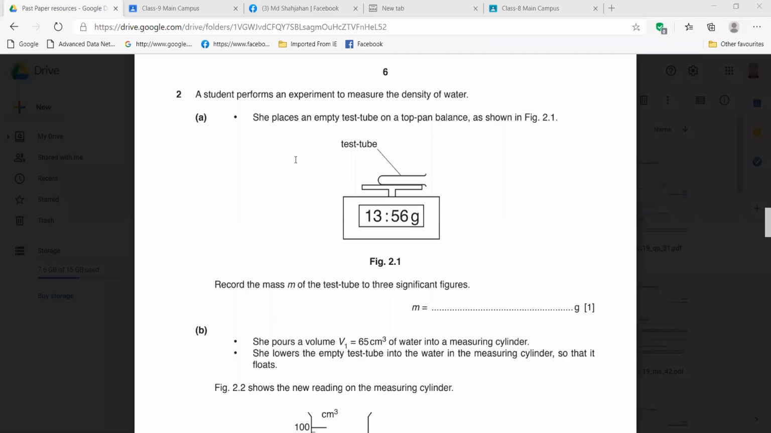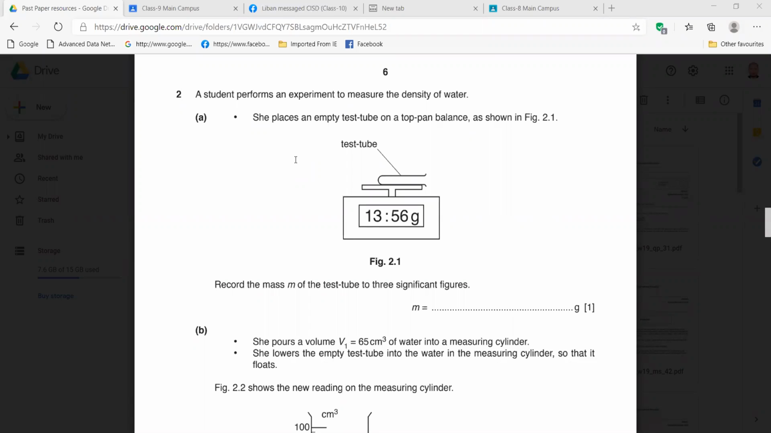Then we are here with one experiment related to measuring the density of water. We have the mass reading here from the top pan balance, that is 13.56 gram. They asked to record the reading in 3 significant figures. So record it, Shafkat.